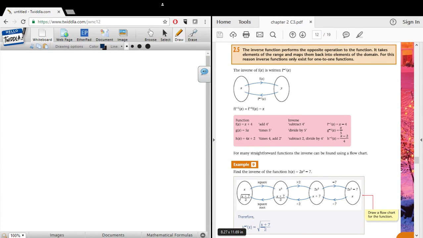This is episode 30. We're going to quickly complete chapter 2. The inverse function performs the opposite operation to the function. It takes the elements of the range and maps them back into the elements of the domain. For this reason, the inverse function only exists for one-to-one functions.